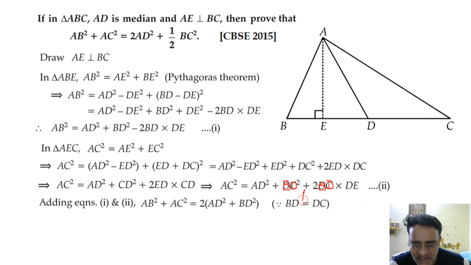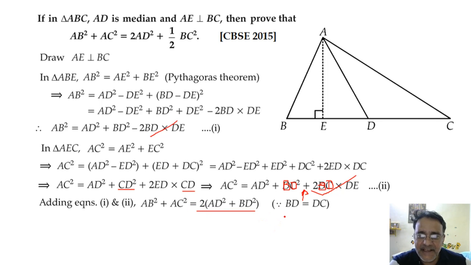Write the reason for this: because BD is equal to DC, we replaced DC by BD. This is clear. पहले second equation में replace कर दो, उसके बाद जब add करोगे तो ये दोनों cancel हो जाएगा, and we are getting directly this one without substituting.